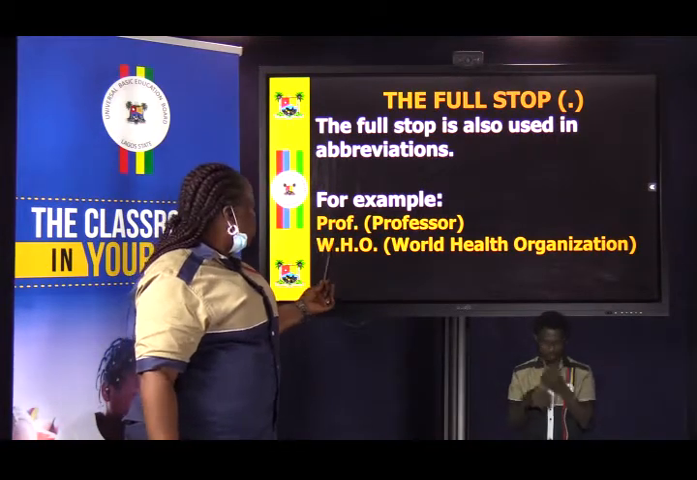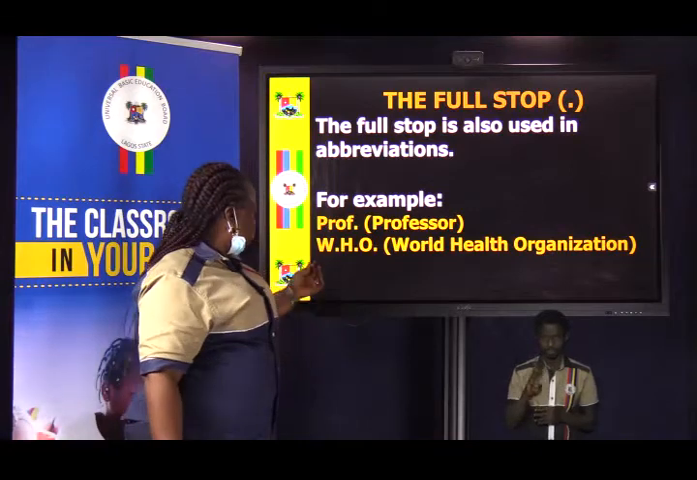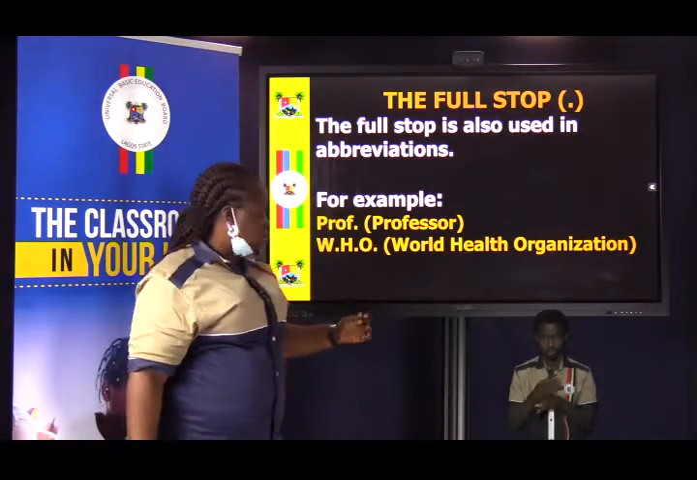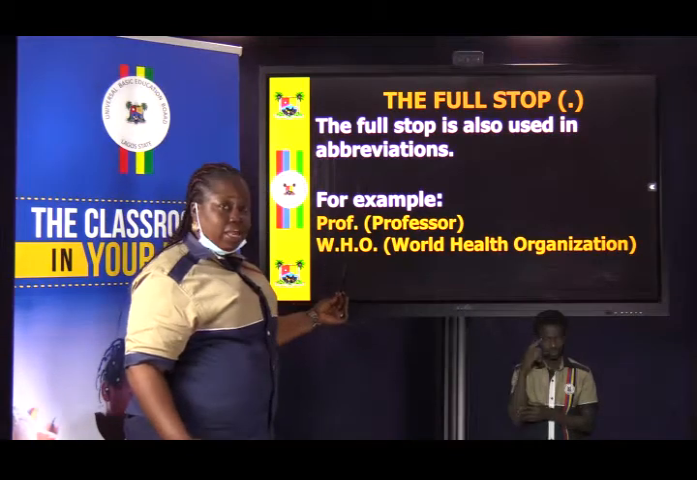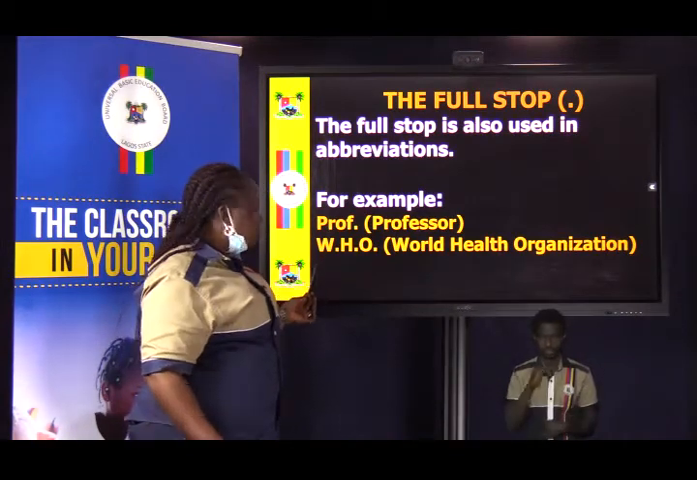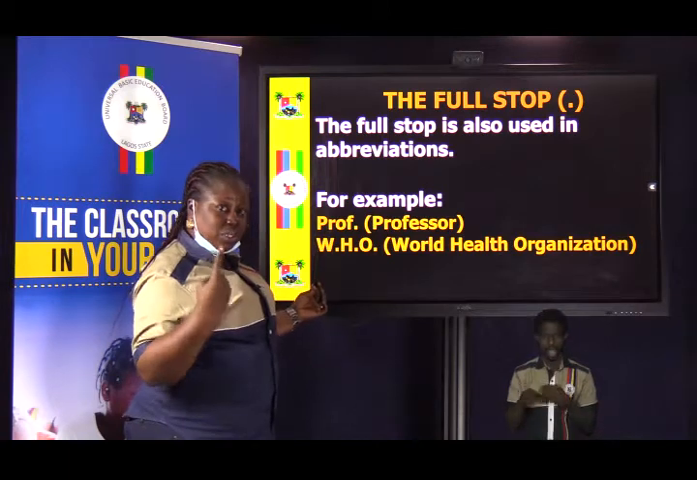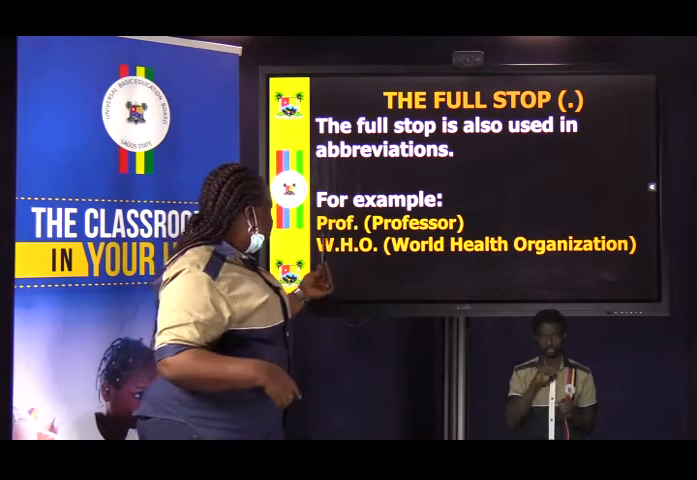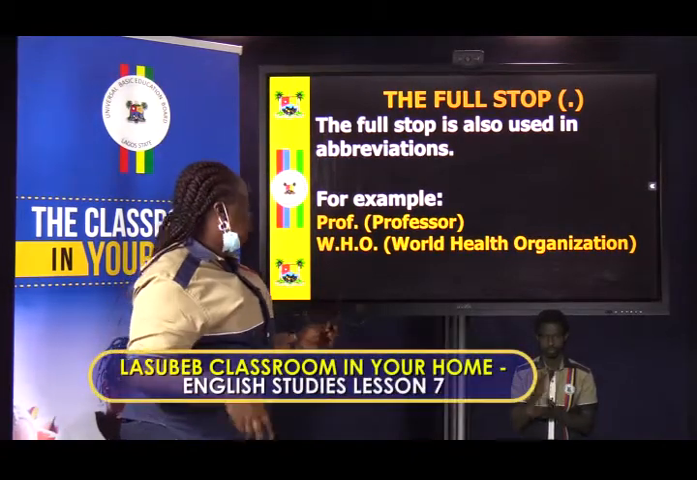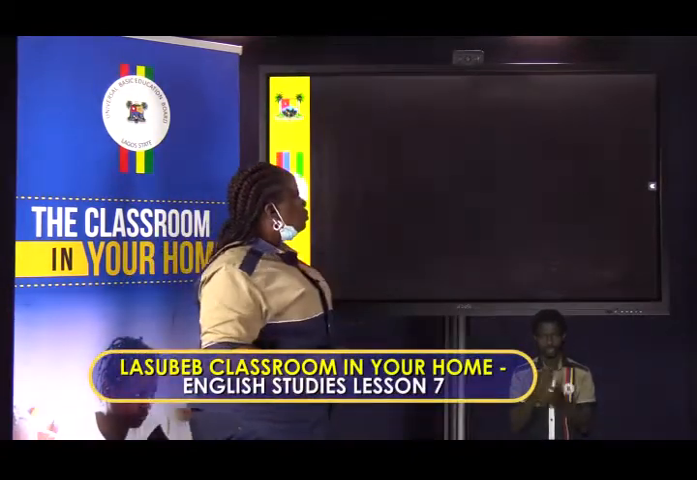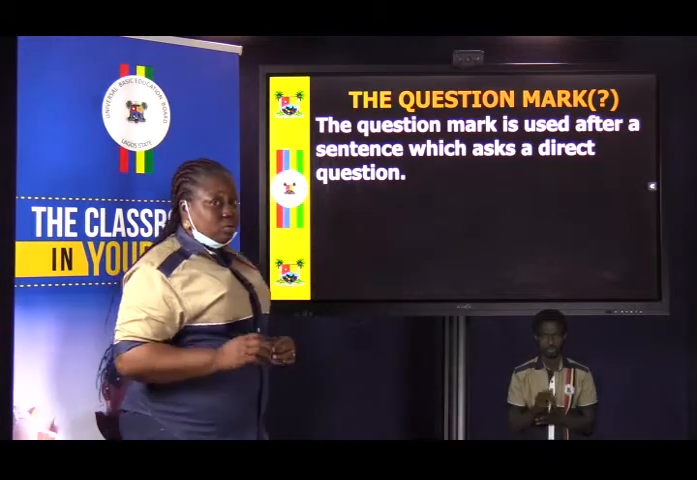And WHO, World Health Organization. The abbreviation for World Health Organization is WHO. And after each of the letters used in the abbreviation, you put the full stop, the full stop, the full stop, to show that it's an abbreviation. That is about full stop.